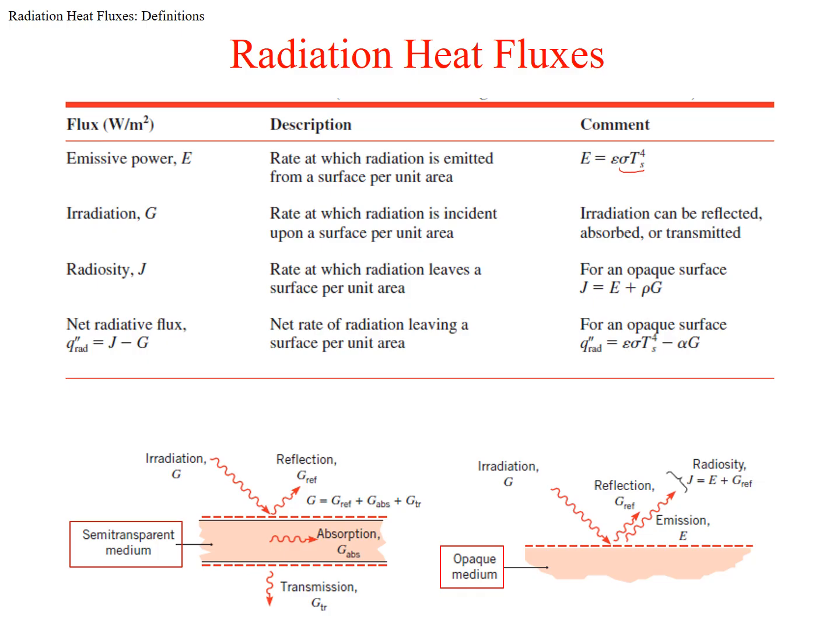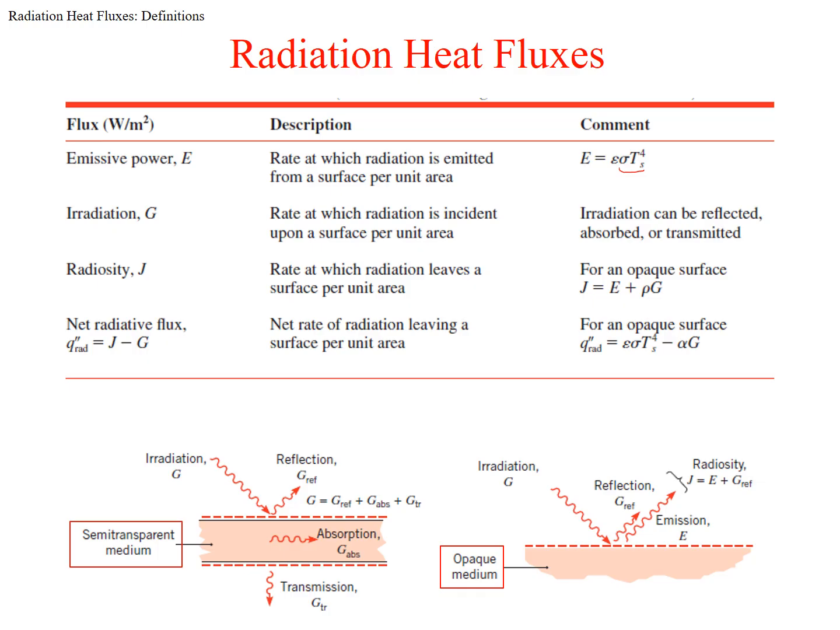Then there's irradiation, which is the rate at which radiation is incident upon a surface per unit area. This is radiation incident upon a surface, and we don't know what may happen to it depending on different surfaces. Some of it may get reflected, some of it may transmit through the surface, and some of it may get absorbed. In the case of opaque surfaces, none of it will get transmitted through the surface, and it will either be reflected or absorbed on the surface.